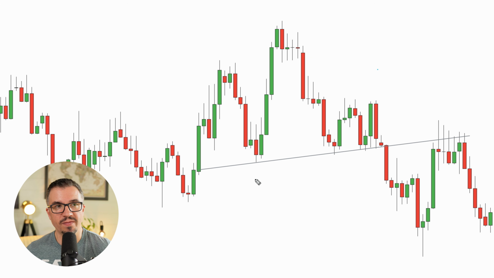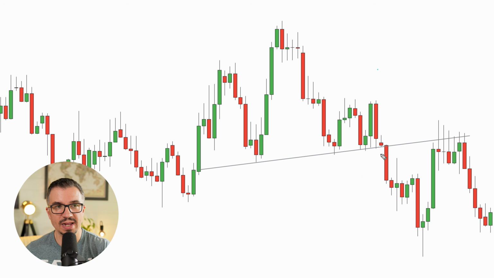Now, in order to confirm a head and shoulders, all of this over here, this is very important. All of this over here is technically not a confirmed head and shoulders pattern yet. We don't have confirmation until the market actually closes below on this candle here. So this is what confirms it.